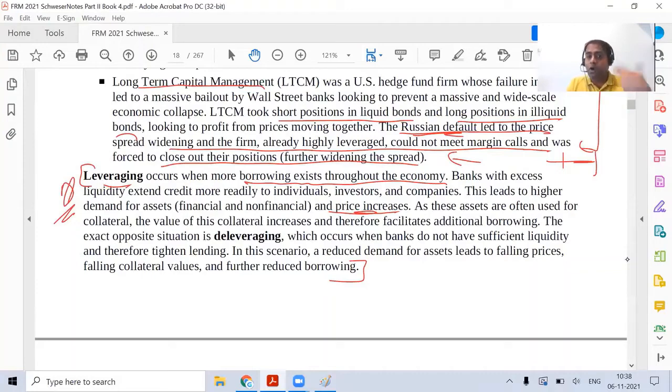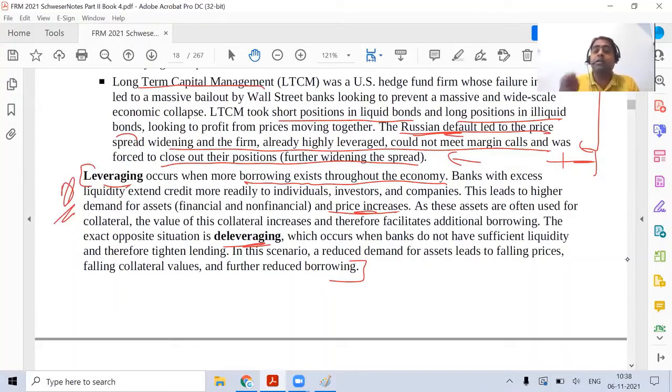Now the opposite scenario would be deleveraging, where the leverage is going down because the interest rate in the market is very high. There is no liquidity available in the market. That means people are not borrowing money from the bank because the rate of interest is very high. Less economic activity, less production, less salary hike. And because of which the prices will not increase, prices will go down.